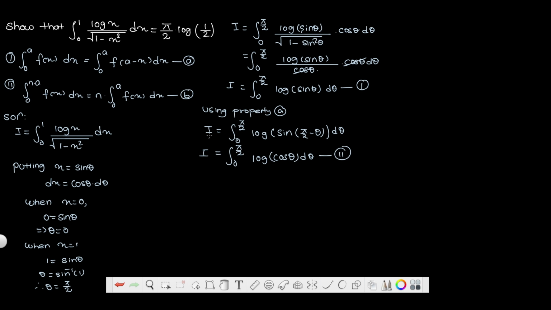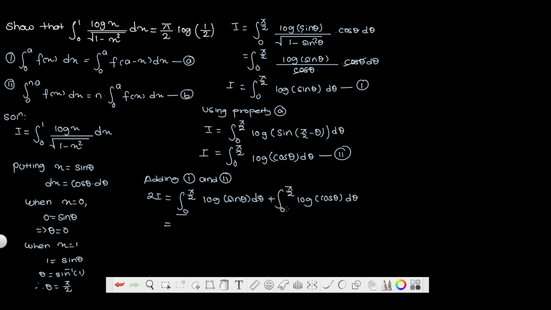Now what we can do is add equation 1 and equation 2. Adding 1 and 2, I plus I will be 2I, equals the integral from 0 to pi by 2 of log sine theta d theta plus the integral from 0 to pi by 2 of log cos theta d theta.